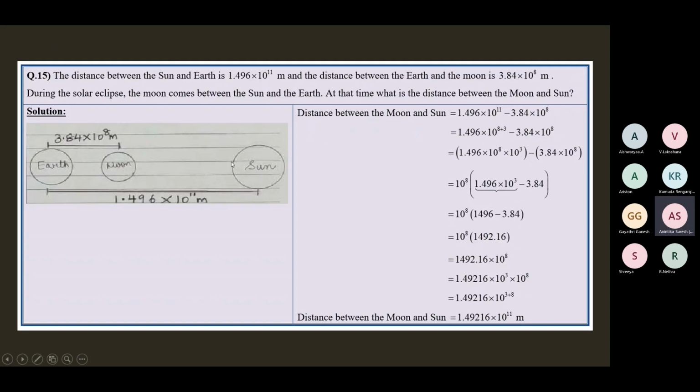Ma'am, should we also draw a diagram as you have? Yeah, correct. Yes. Okay, ma'am.